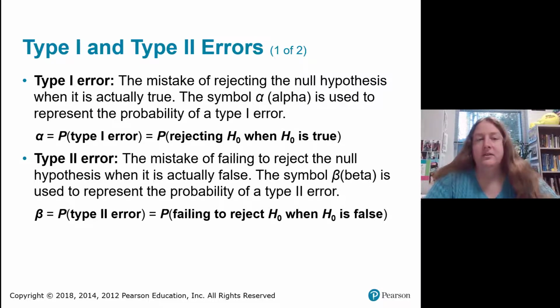Now, error. There are two types of error: type 1 error and type 2 error. Type 1 error is the mistake of rejecting the null hypothesis when it's actually true. That's our false negative situation, and that is our alpha value. Type 2 error is the mistake of failing to reject the null hypothesis when it's actually false. In a way, that is our false positive. So we fail to reject, but the null is actually false, and we use the symbol beta for that.